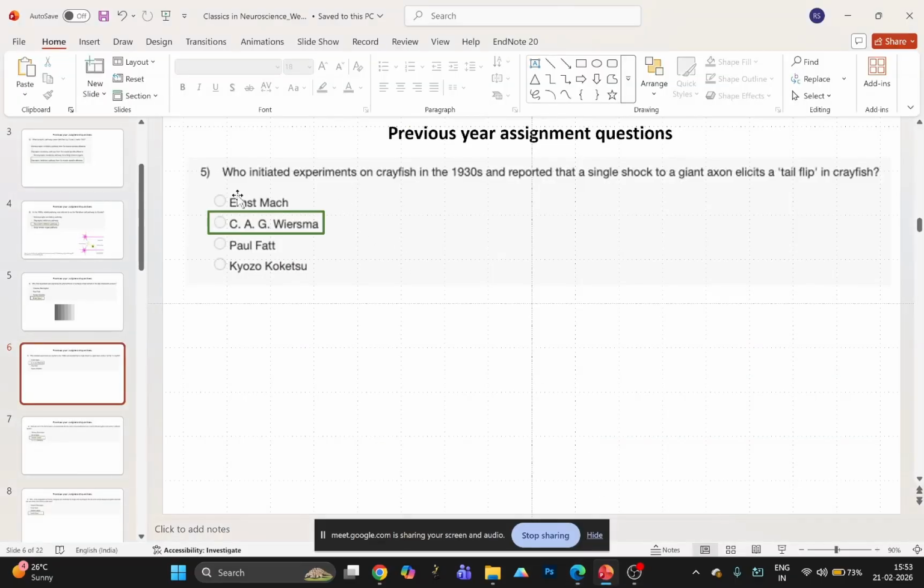So coming back to the question, who initiated experiments on crayfish and showed that a single shock to a giant axon elicits a tail flip in crayfish? It was C.H. Wiersma. And what is the significance of that? The significance is that the tail flip, like I said, is a behavior for the escape response, right? So the crayfish carries out such a behavior for escaping. So such kind of circuits that are present, such kind of pathways that are present.